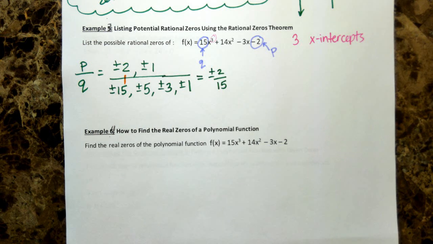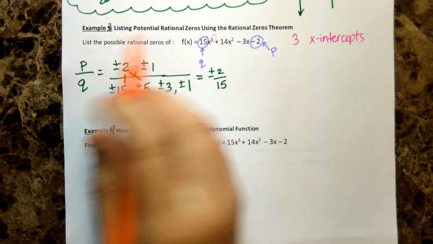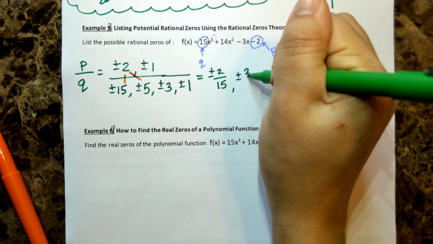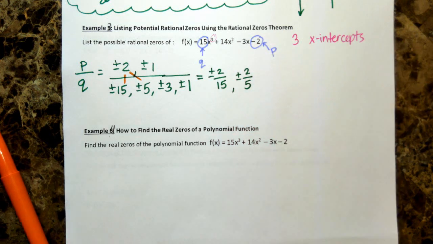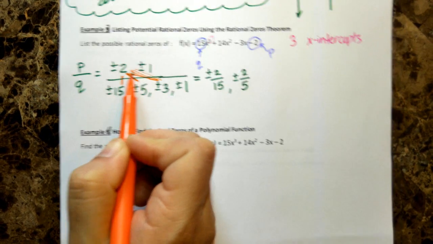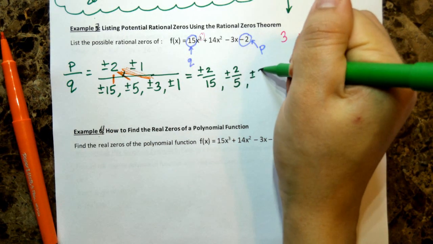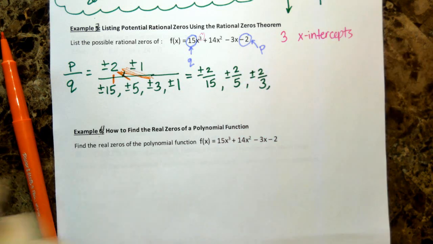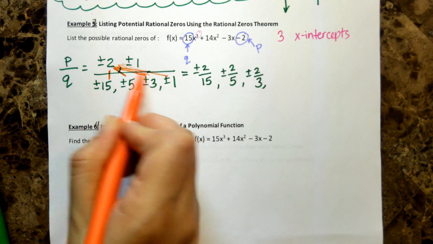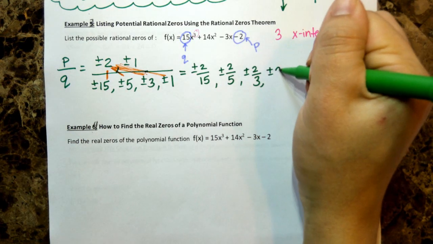All right, then I'm going to go ahead and combine 2 divided by 5. That's also a fraction. It doesn't simplify, so I'm just going to leave it as 2/5. Next one is 2/3. 2 divided by 3 is 2/3, so I'll just add that to the list, positive or negative 2/3. And then 2 divided by 1 is just 2, so positive or negative 2.